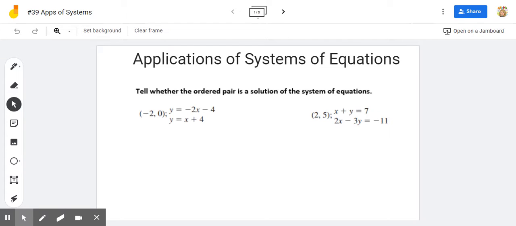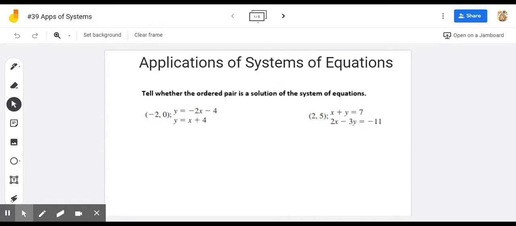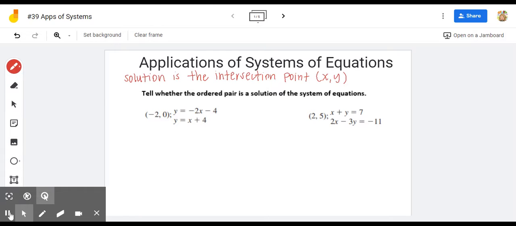Hey guys, so today we are going to learn about the applications of our systems of equations. The first thing we want to take a look at is sometimes you'll be asked whether an ordered pair is a solution to your system. So that's going to require either a yes or no answer. One thing I want you to keep in mind is that the solution to your system is the intersection point where the two lines cross.